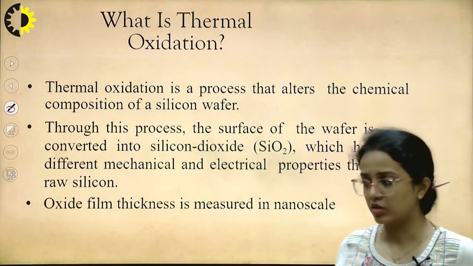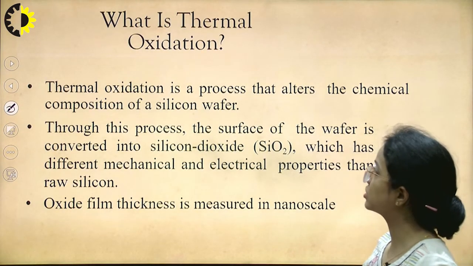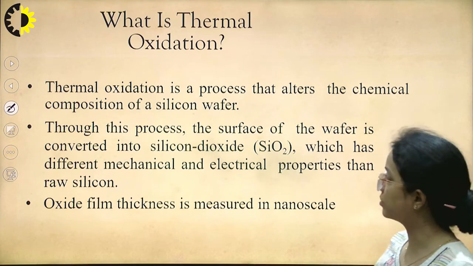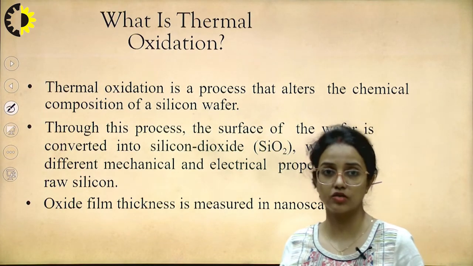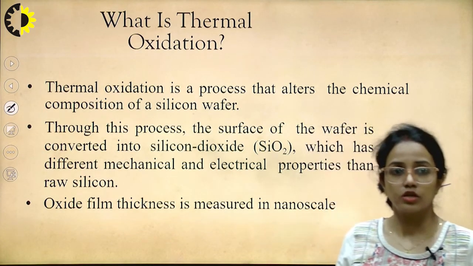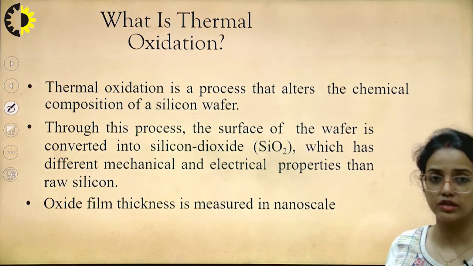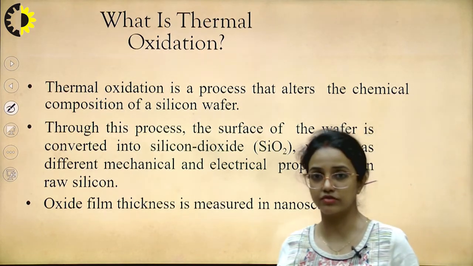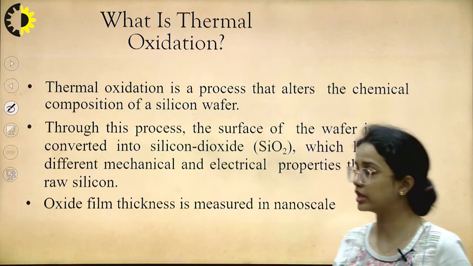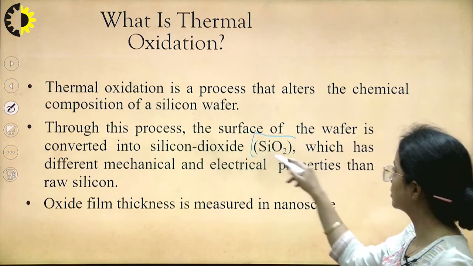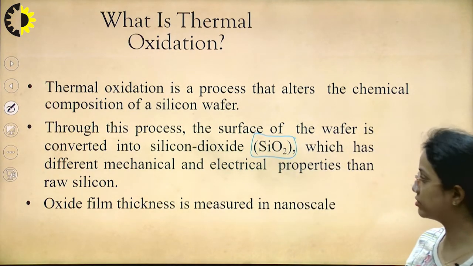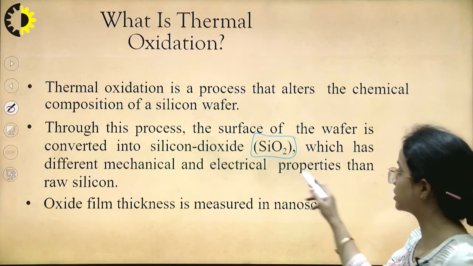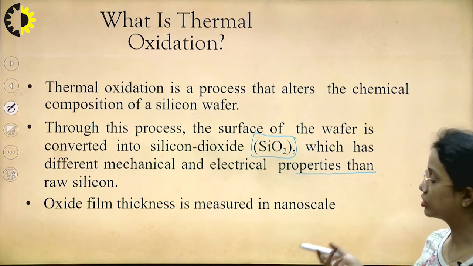What is thermal oxidation? Thermal oxidation is a process that alters the chemical composition of a silicon wafer. Through this process, the surface of the wafer is converted into silicon dioxide, which has different mechanical and electrical properties than the raw silicon.